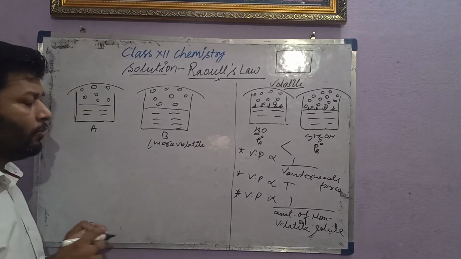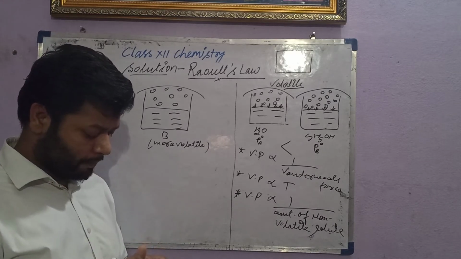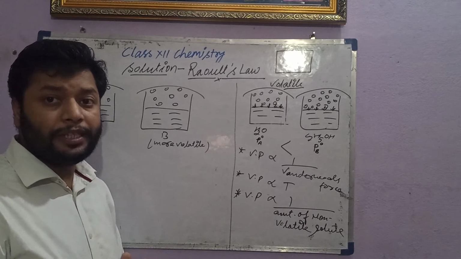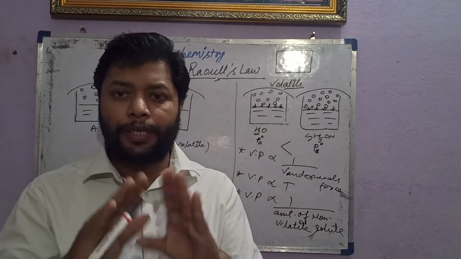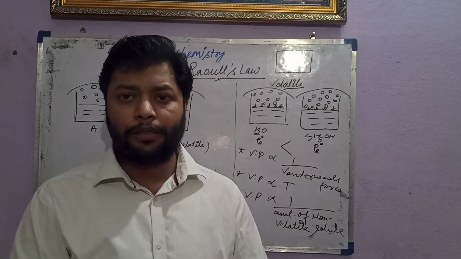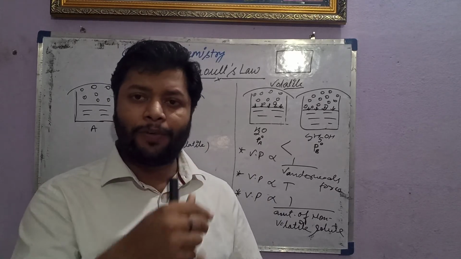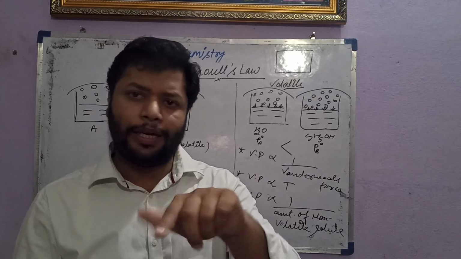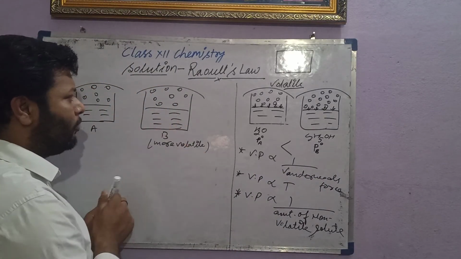Suppose liquid B is more volatile than liquid A. I am just assuming these things. Actually, two different liquids must have a different tendency of escape, a different tendency of evaporation. So one of the liquids will be more volatile and the other will be less volatile. So I am just assuming that liquid B is more volatile.